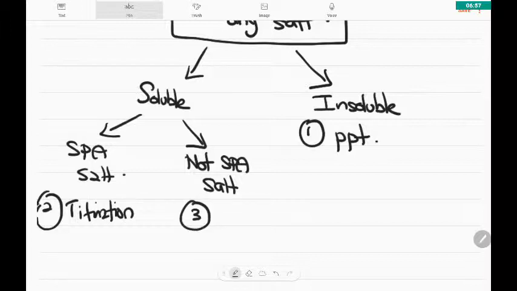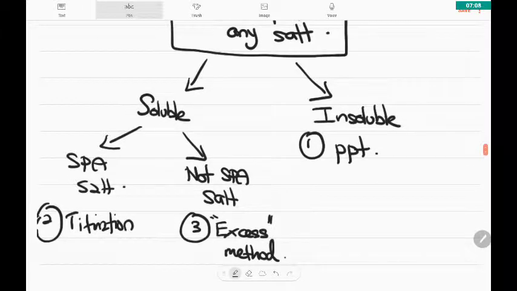Otherwise, we would use the excess method. Again, excess is not a real word. I would just call it the excess method and we would see why later on. Okay, so far I hope the schema is very clear.